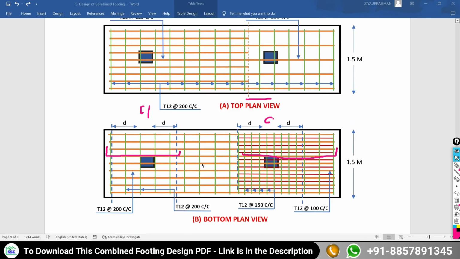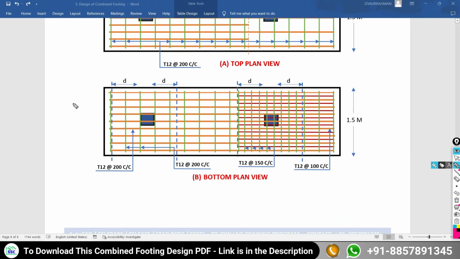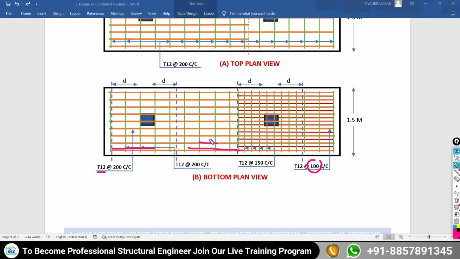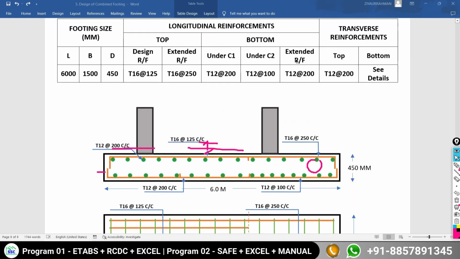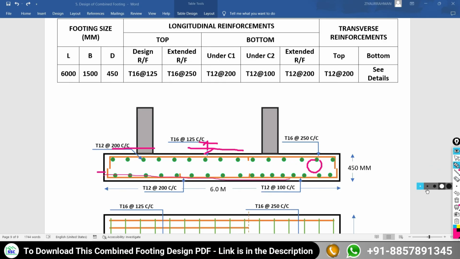Just come down, have a look over the bottom face. So left longitudinal reinforcement is 12 mm dia, 200 mm spacing center to center. Right side, more reinforcement is required, 12 mm dia at a spacing of 100 mm center to center. For the remaining portion there will be reinforcement at a spacing of 200 mm center to center, that I am going to call extended reinforcement. So here it is given in your schedule, extended reinforcement 12 mm dia at a spacing of 200 mm center to center. This is all for your longitudinal reinforcement, meaning along the length of your foundation.